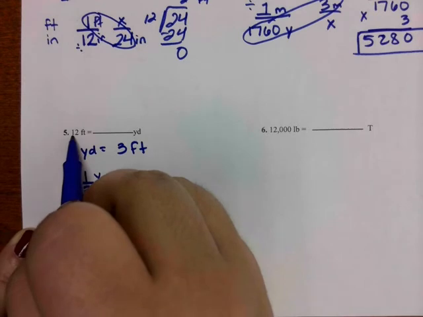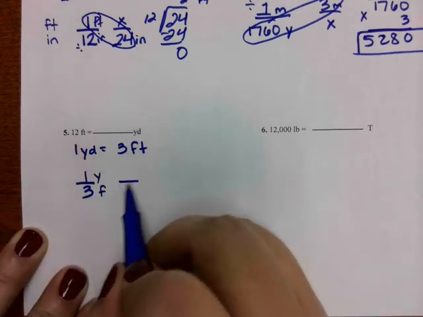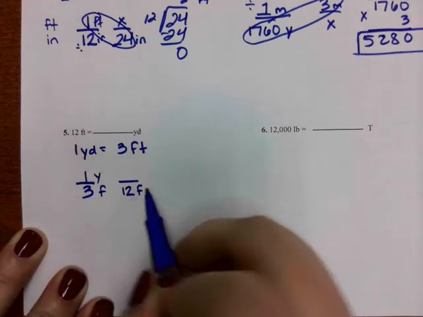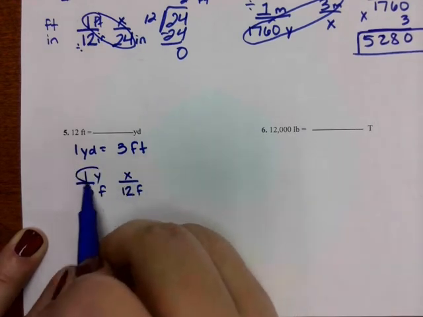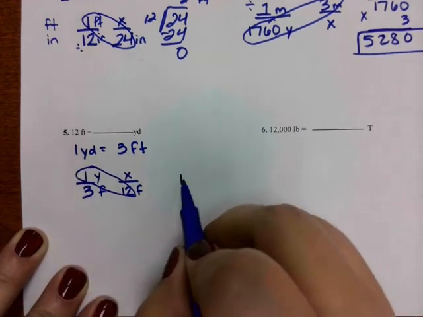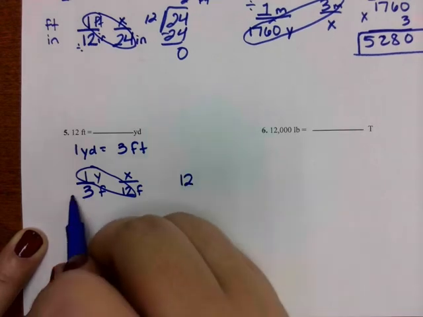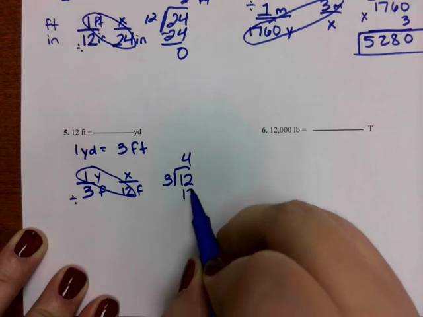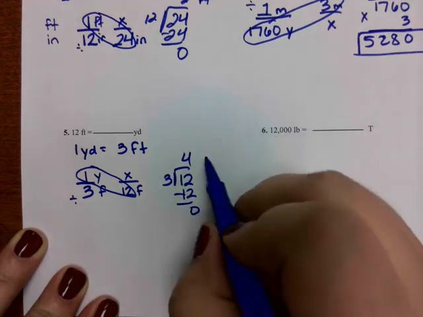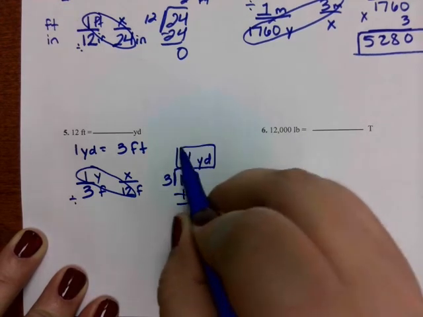And then I've got to put this 12 feet somewhere. Feet were at the bottom, so I'm going to put the 12 feet at the bottom. Put my X. I'm going to cross multiply 12 times 1, which is 12. And then we're going to divide by 3, which is 4. So 4 yards.